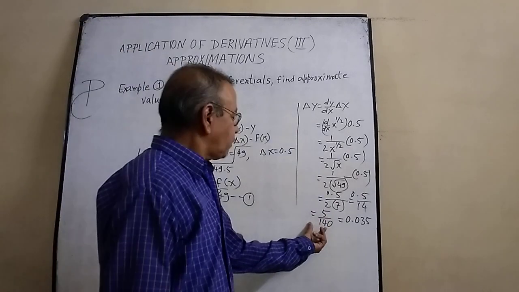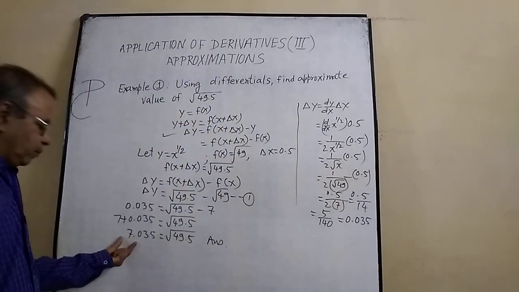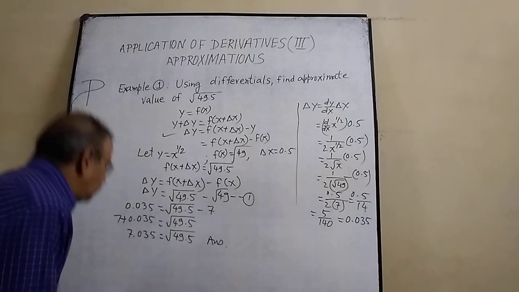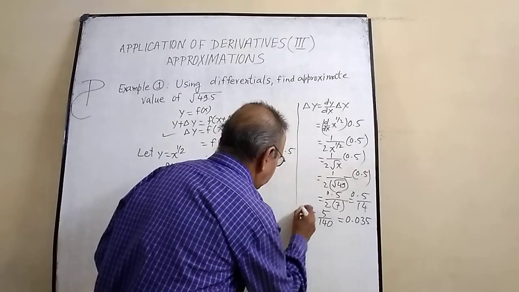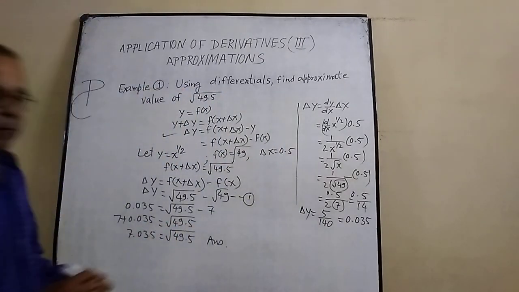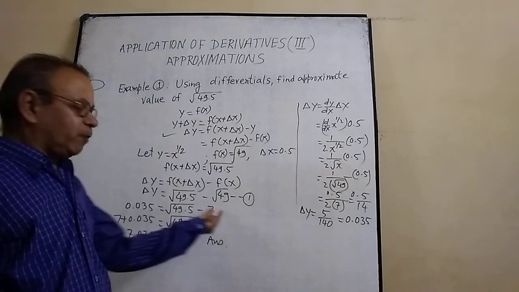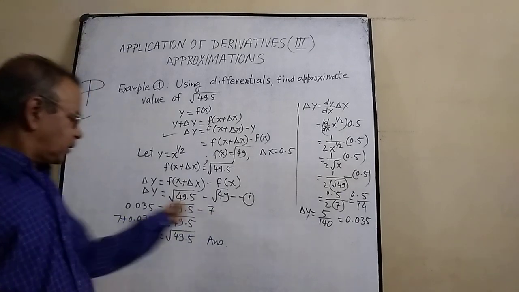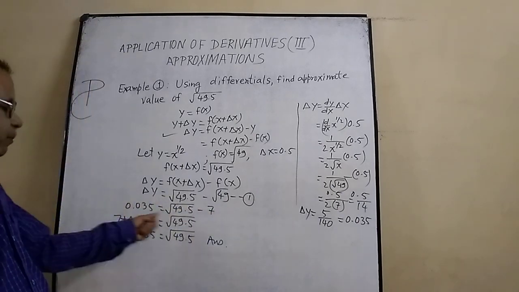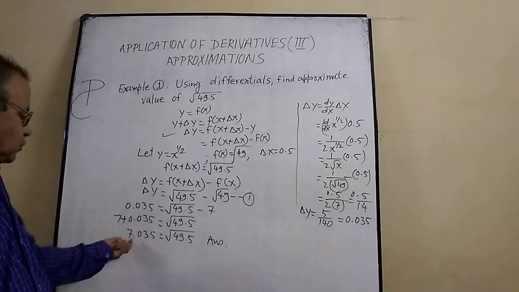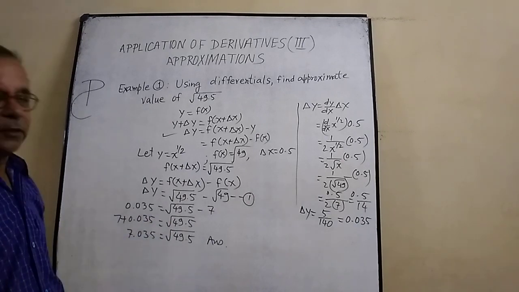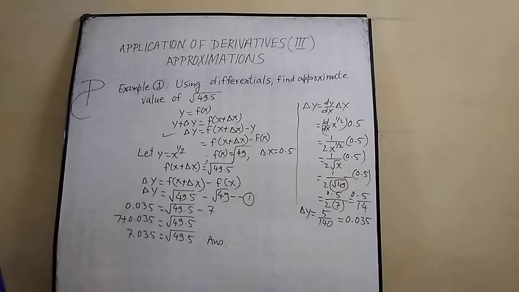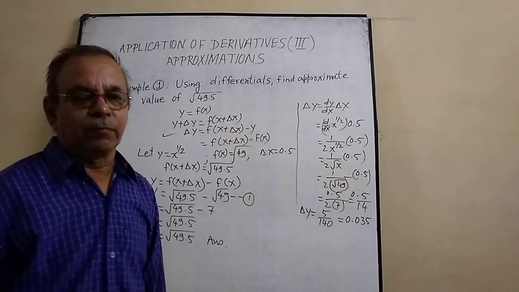I just substitute this value of delta y here. So 0.035 is equal to the square root of 49.5 minus 7. This 7 is transferred and it becomes 7 plus 0.035. So the square root of 49.5 is 7.035. That's your required answer.